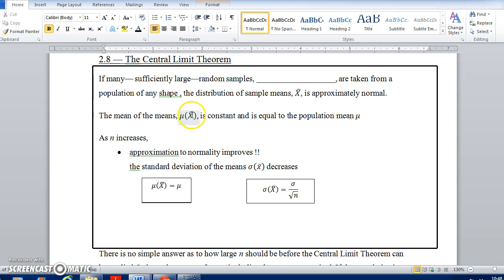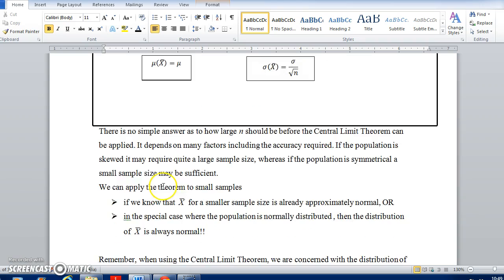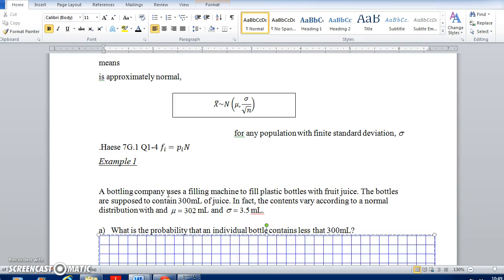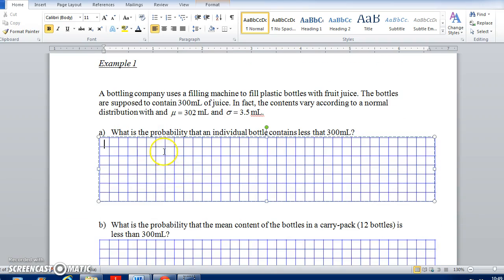I just want to quickly point out I had it wrong in the last video: these X's here were supposed to be capitals because they're representing the whole distribution of the sample means. So today we're going to have a look at a few examples of how we might apply this in situations.